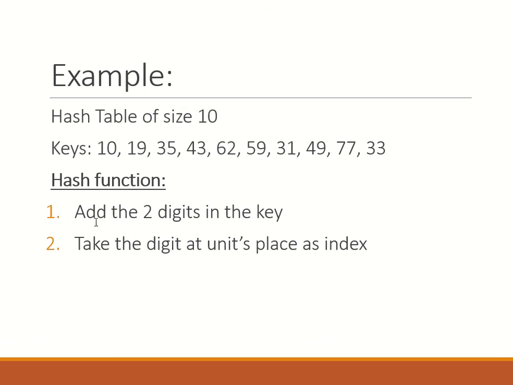What is done here is you add the two digits in the key. If it is 10, you add them together: 1 plus 0 gives 1. Then you take the digit at the units place, which is 1, so 10 can be stored at that index. Similarly, for 19, 1 plus 9 gives 10, and in the units place the index value is 0, which means you have to store 19 at index position 0. So this is how it is done.